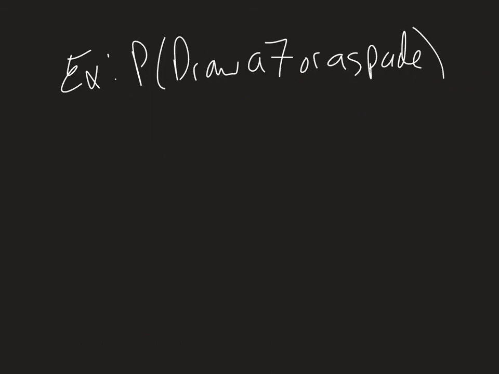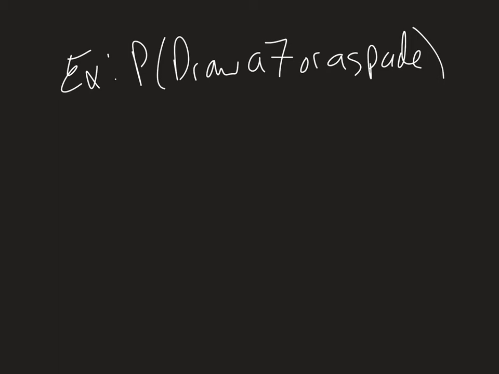Okay, last example. This is one where I'll highlight what it means to have two events that are not mutually exclusive. So in this case, we're looking at the probability of drawing a 7 or a spade. And you may find yourself thinking, well, there is one card that can be both. I could draw a 7 of spades. And we have to consider that possibility.